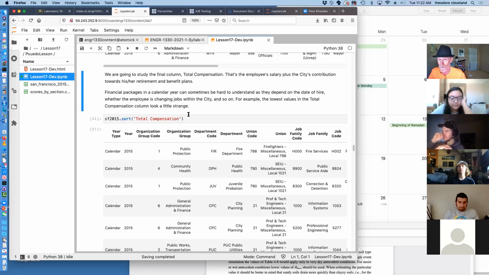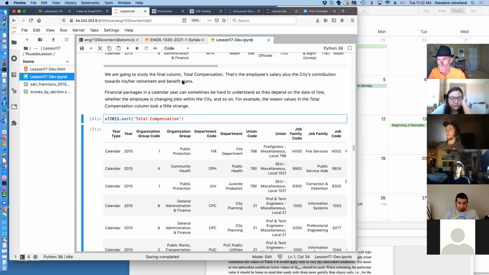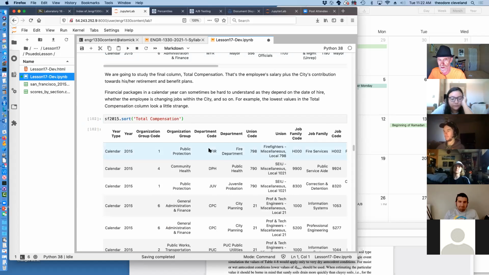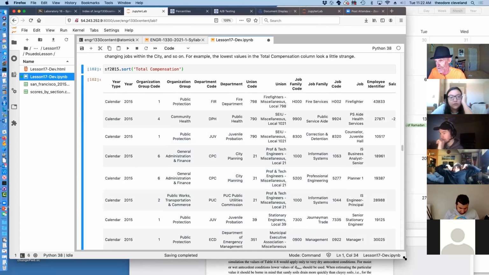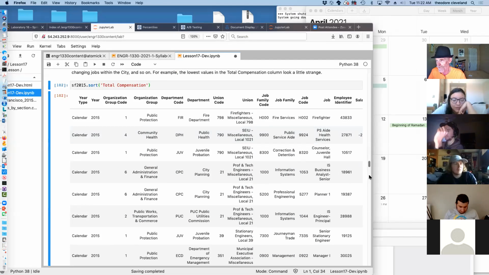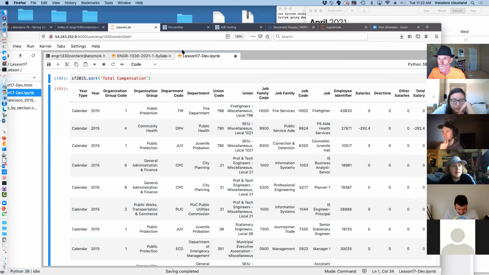So for example, of the lowest compensation, if we sort the database, it looks kind of strange because we have somebody that, how come it's not letting me scroll right? We have zeros that don't make a lot of sense.